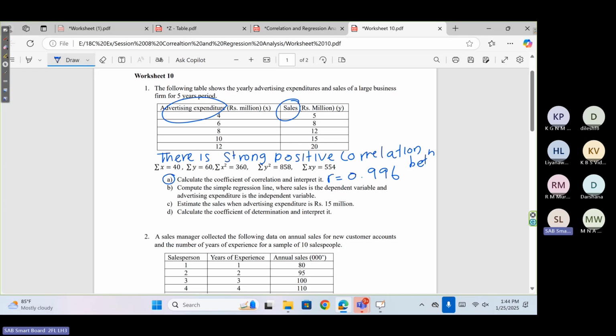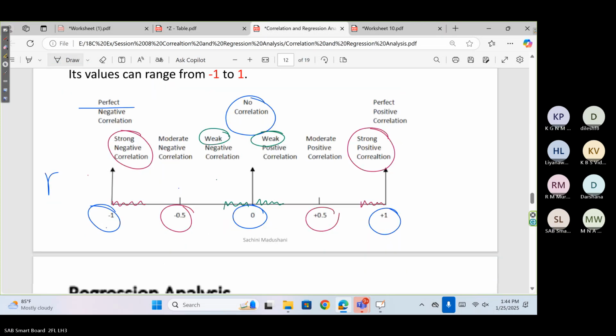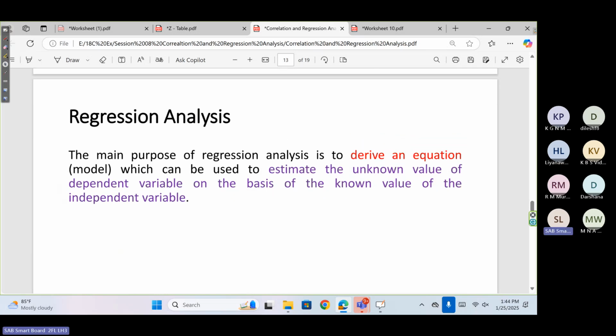Now here, the calculation and the interpretation is okay. Then we move into the next technique, second one, regression analysis. Using the correlation analysis, you can find out the strength of the linear relationship, whether it is strong, weak, perfect, or no relationship.